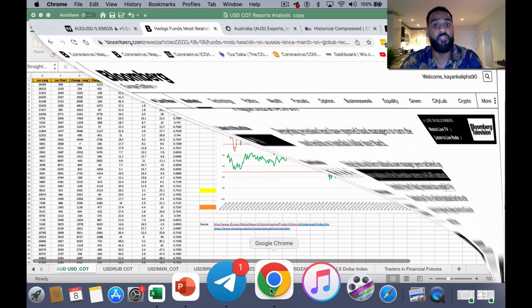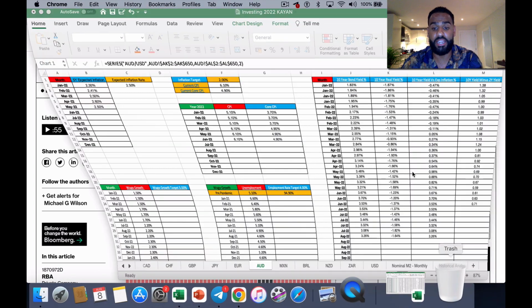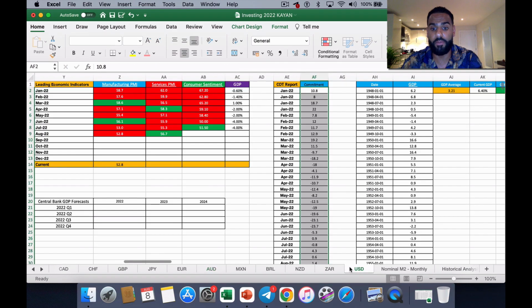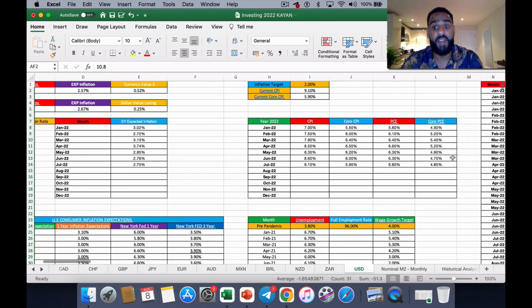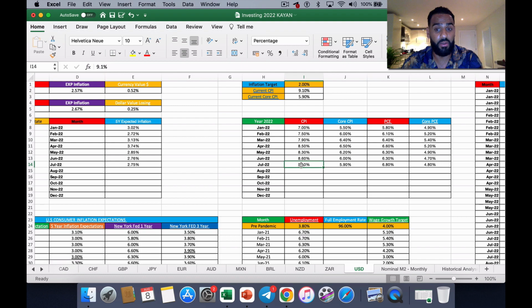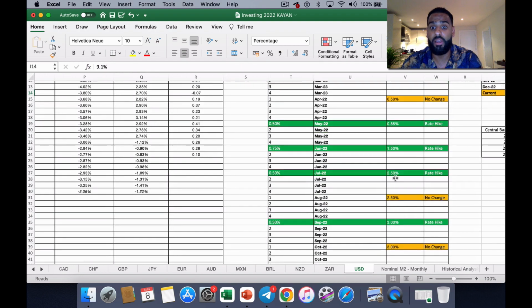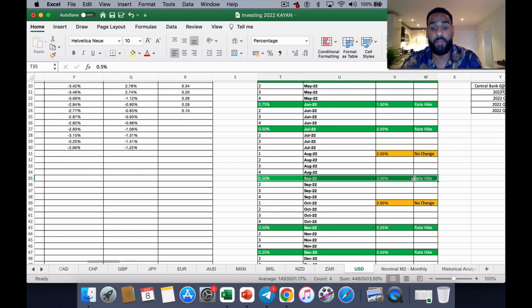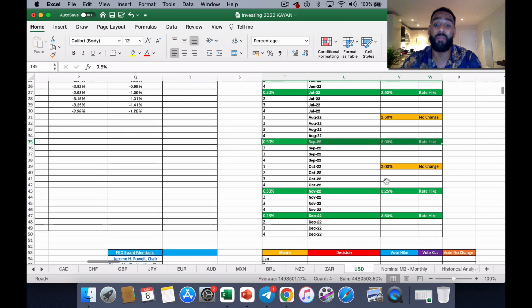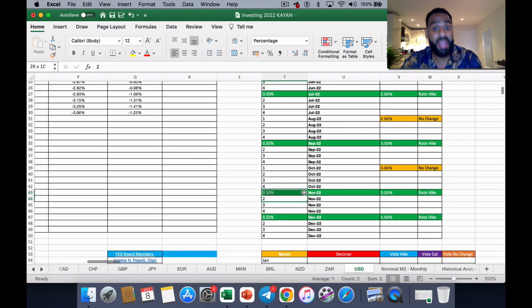Now remember, inflation in the US, if I take you over to the US section of the spreadsheet, very high, 9.1%, okay? And we know the central bank is raising interest rates aggressively at this moment. The next one in September is going from 2.5% to 3%, probably 75 basis points, maybe going up to 3.25% or 3.5%. They're saying it could go up to 4% by the end of the year.